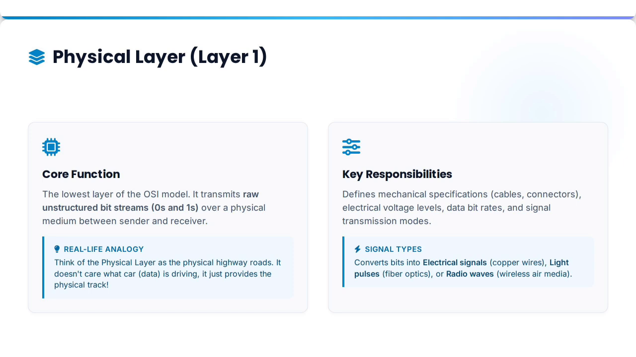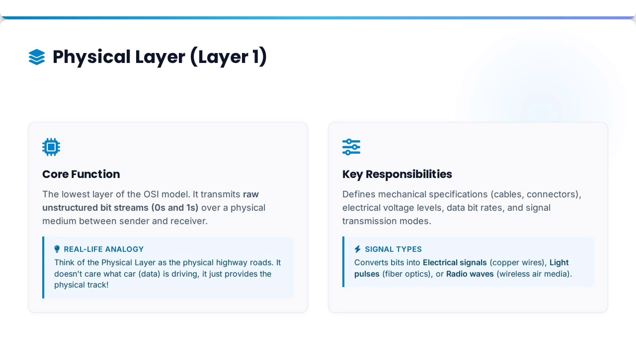Okay, a real life example: think of the physical layer like the physical roads and highways in a city. Cars and data need a solid physical road to travel from point A to B. It defines the mechanical specification: cables, connectors, electrical voltage levels, data bit rate and signal transmission mode. Okay, then the physical layer handles 0 and 1.